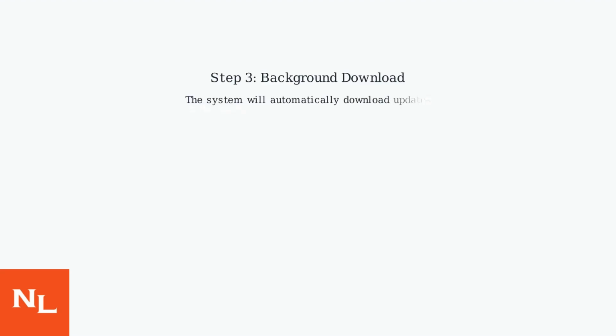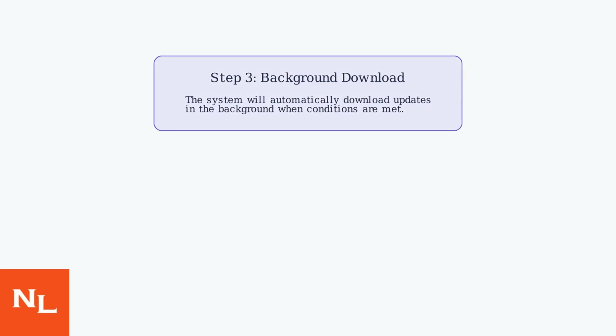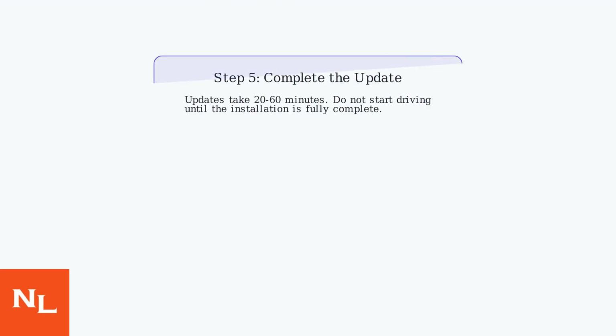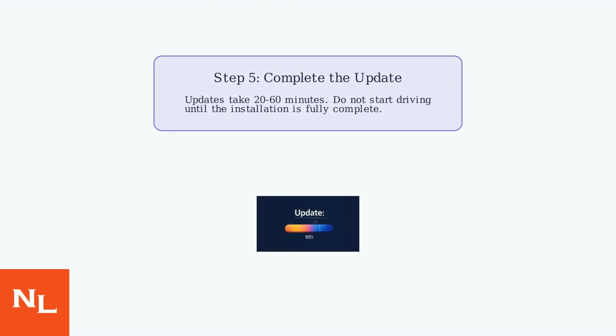Once connected, the infotainment system will download the OTA update in the background. This happens automatically when the car is parked and has sufficient battery charge. When the download is complete, the system will prompt you to install the update. This typically happens when the vehicle is idle, ensuring your safety by not interrupting driving. The installation process can take between 20 to 60 minutes, depending on the update size. Importantly, never start driving during this time, as the system needs to remain undisturbed for the update to complete successfully.